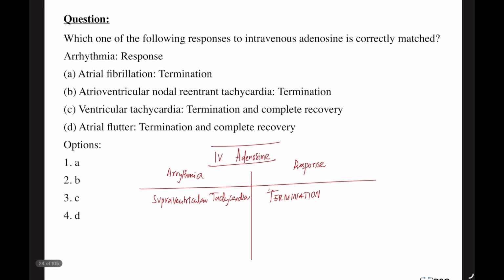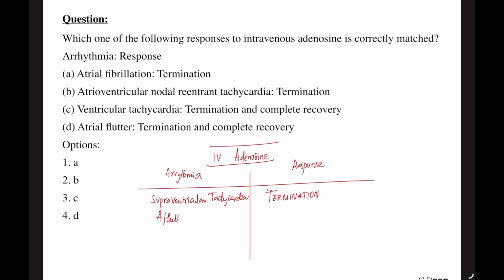But what happens in other conditions, like atrial flutter, atrial fibrillation, or atrial tachycardia? I'm talking about lesions related to the atria. It only causes some transient AV block. Not complete termination, it causes transient AV block. What happens if there is ventricular tachycardia? Adenosine only acts on the supraventricular area. It has no effect on ventricular tachycardia.